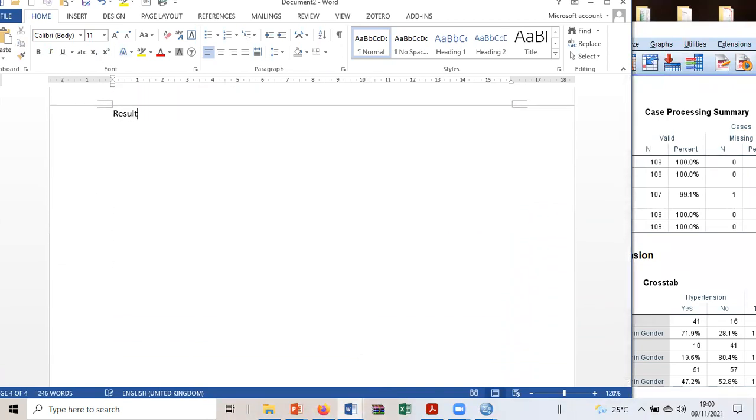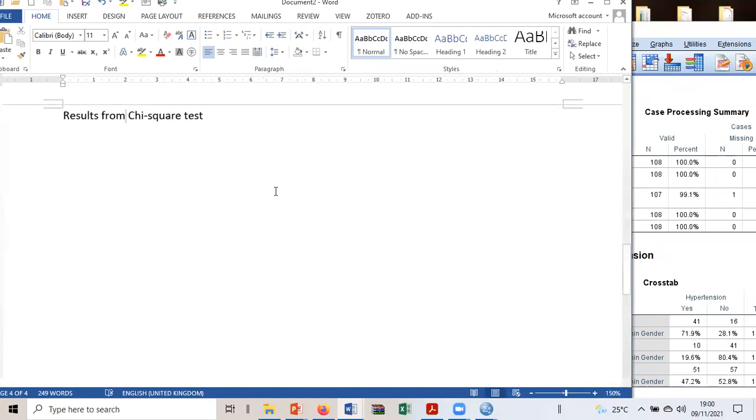The results from the chi-square test. Objective is to determine factors associated with hypertension. I just put HPT for hypertension.